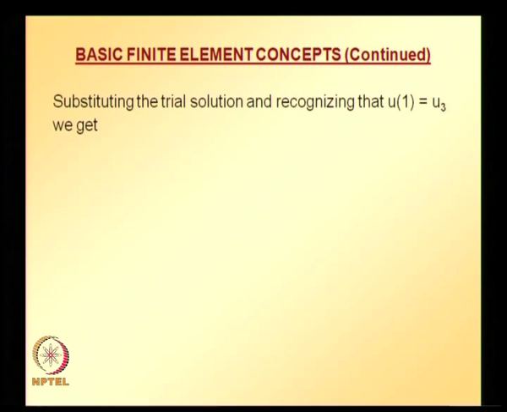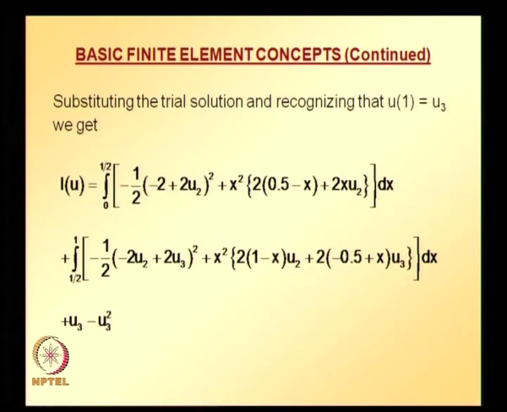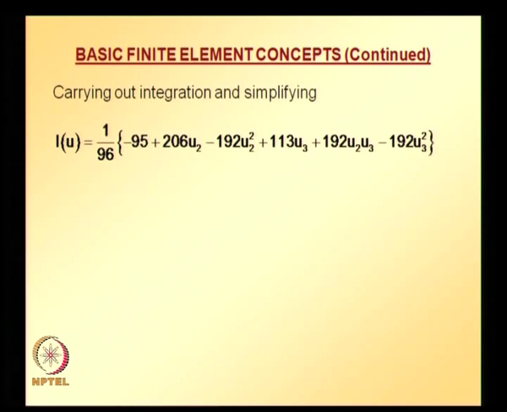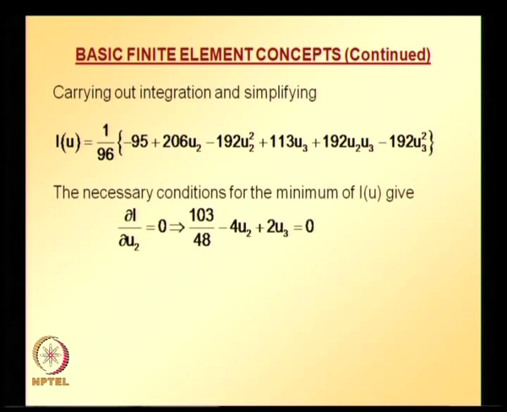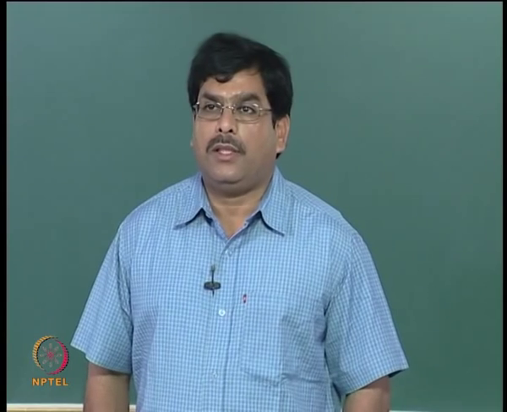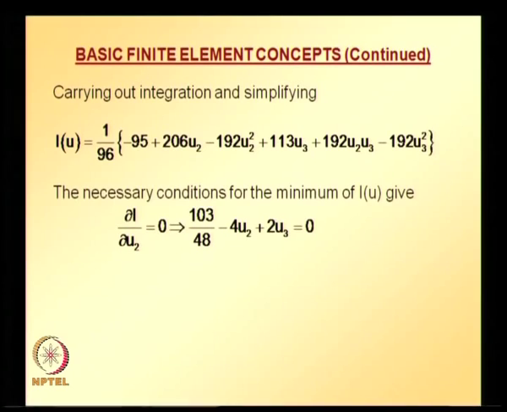Substituting that information, I as a function of u turns out to be this, and simplifying this integral, you get I as a function of u 2 and u 3. And then applying the stationarity conditions, you get two equations, two unknowns. The first equation is the partial derivative of I with respect to u 2 is equal to 0, and the second equation is the partial derivative of I with respect to u 3 is equal to 0. Two equations, two unknowns. You solve for these two unknowns, u 2 and u 3.